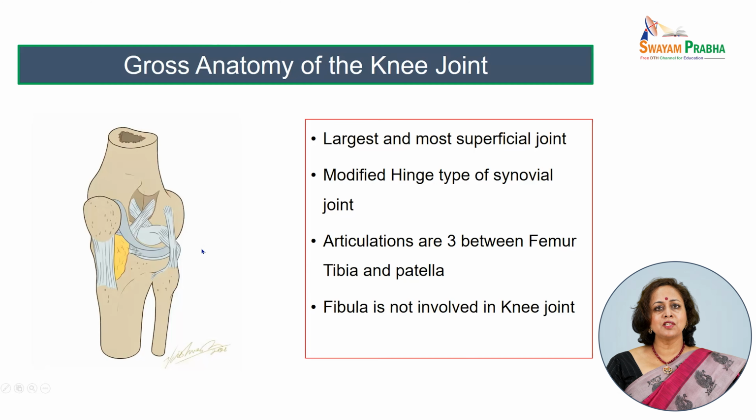The articulations that you can see here in this picture, so the femoral condyles articulate with the tibial condyles as well as the femur articulates with patella. Please remember that the fibula has no part in knee joint at all. It is not involved in the knee joint. So it's just the medial and lateral condyles of the femur with the patella anteriorly and the medial and lateral condyles of the tibia inferiorly.